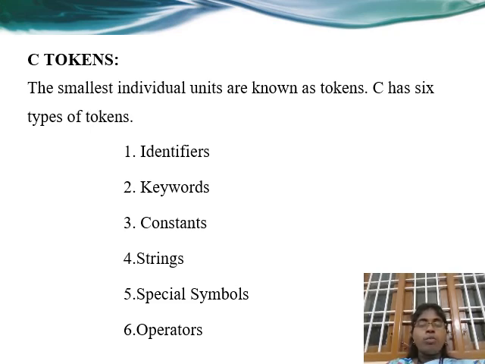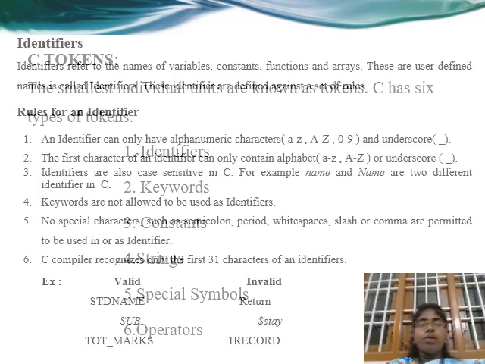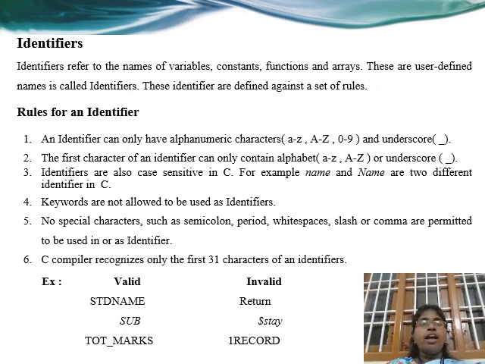Last, operators. Operators are like the arithmetic operator, assignment operator, relational, and logical operators. These are the operators used in the C program. What is an identifier? An identifier refers to the name of variables, constants, functions, and arrays. These user-defined names are called identifiers. These identifiers are defined by a set of rules.